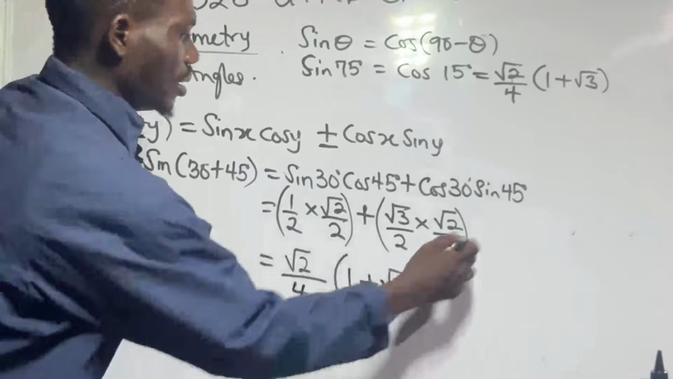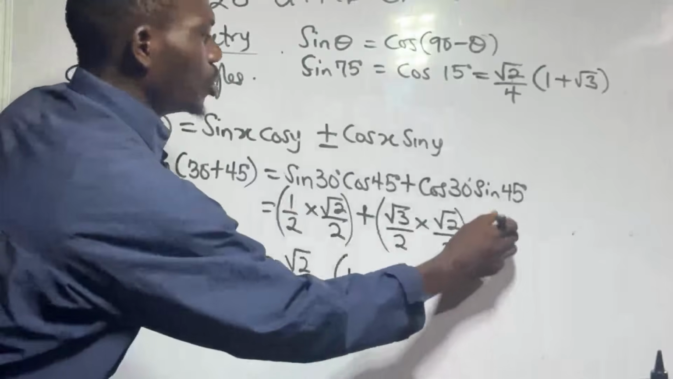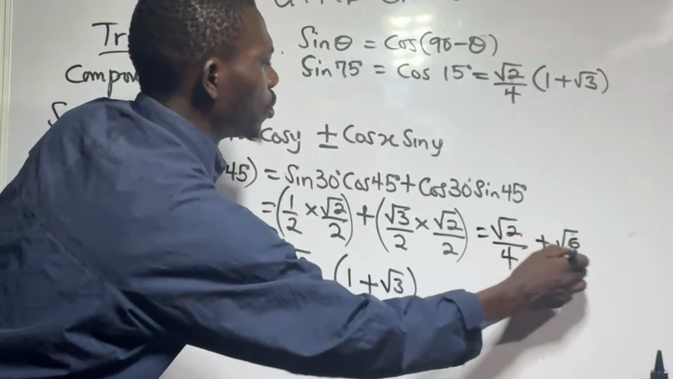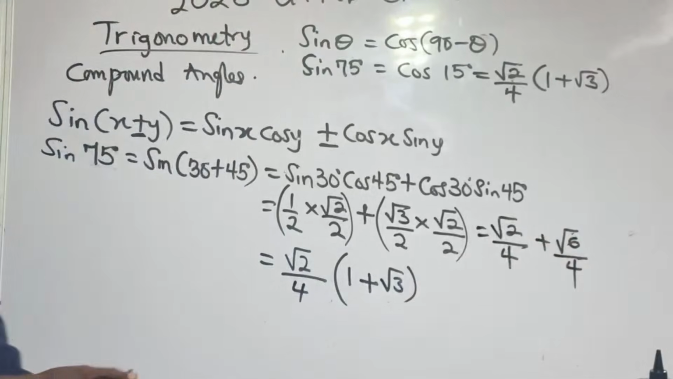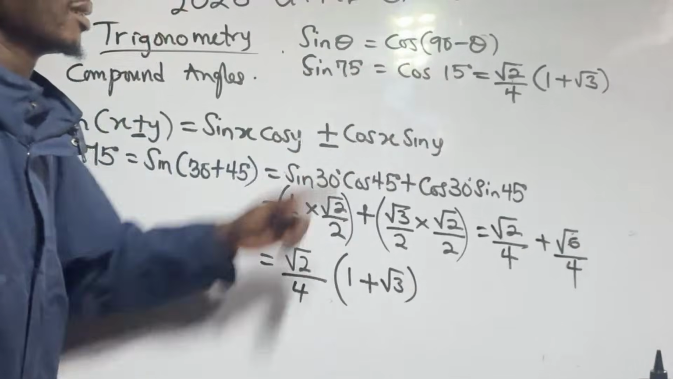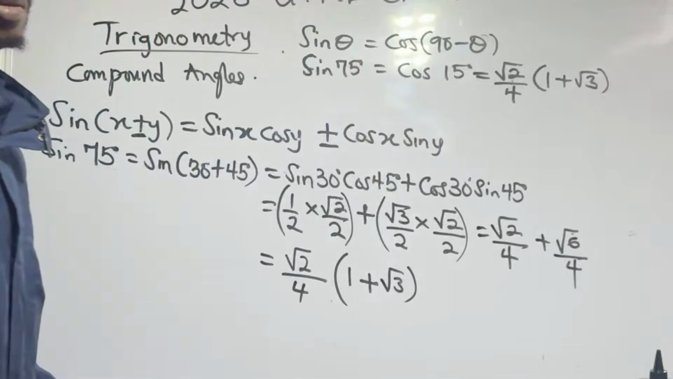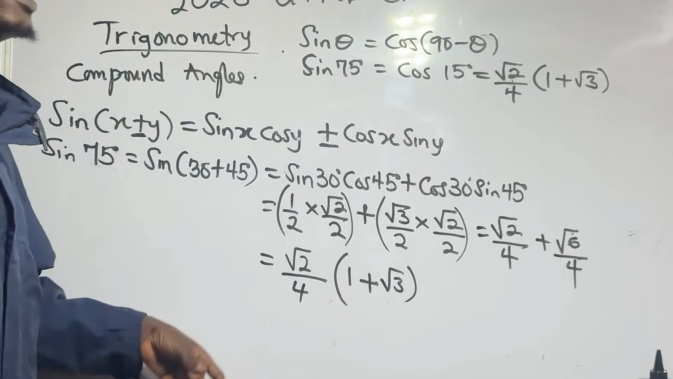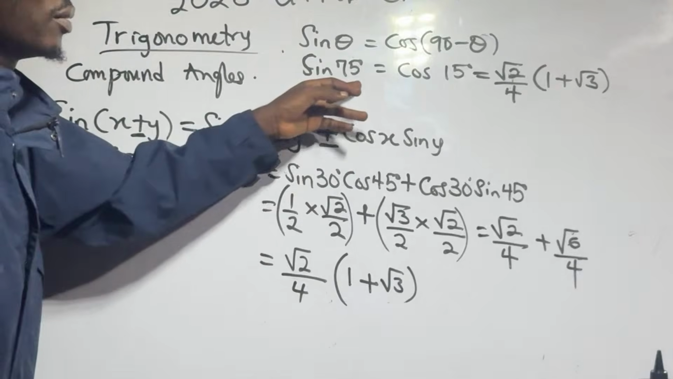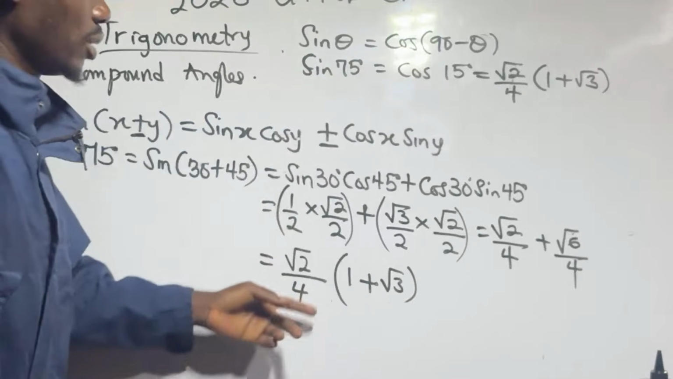And you may not have it in this one. You may have it in this form. This one will be root 2 over 4 plus what? Root 6 over 4. You may have it like this. So it is still the same thing. It is still your sine 75. And I told you that sine 75 will be equal to cos 15. Why is it like that? Because this 75 and this cos 15 are complementary. I told you sine of an angle is equal to the cos of its complement. So sine 75 is equal to cos 15.